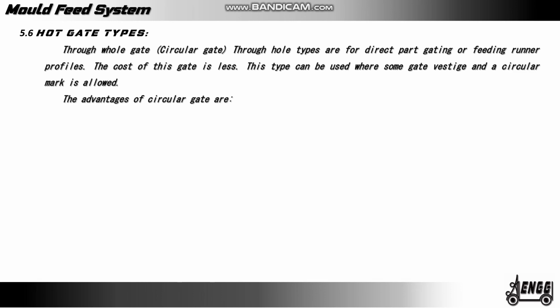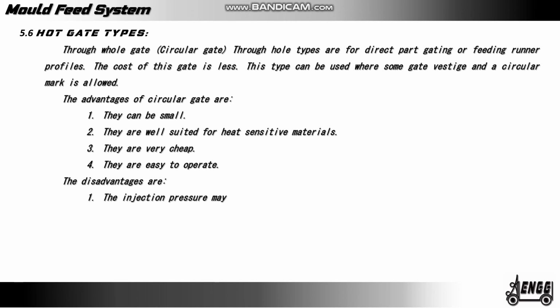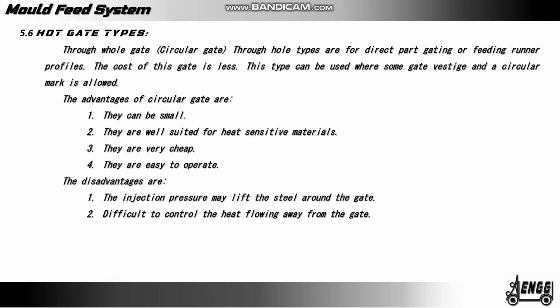The advantages of circular gates are they can be small, they are well suited for heat sensitive material, they are very cheap, and they are easy to operate. The disadvantages are the injection pressure may lift the steel around the gate, it is difficult to control the heat flowing away from the gate, premature freeze of the gate, more drooling occurs, and bigger gate wastage compared to the other hot gates.